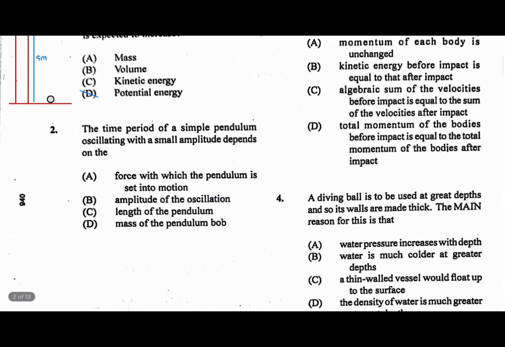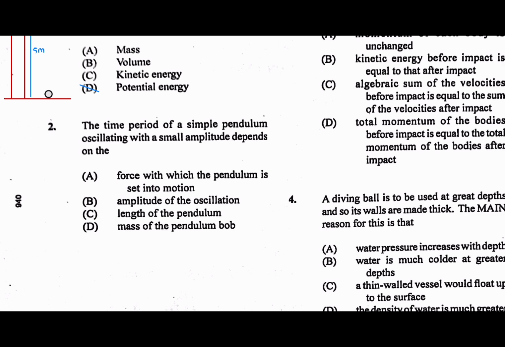Part 2. The time period of a simple pendulum oscillating with a small amplitude depends on the... So what exactly is time period? Let me just say we had a pendulum like this, right? The time period would be the time it would take for, let me just say for instance, you took it and you displaced it to this point. Well, time period would be the time it took for it to swing right and then come back to its rest position. That's what time period is.